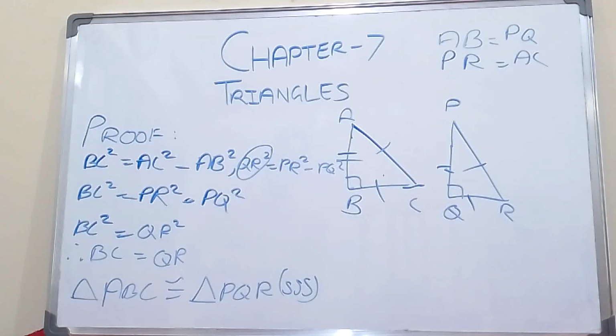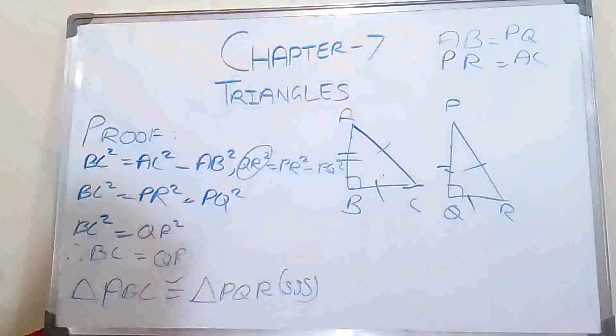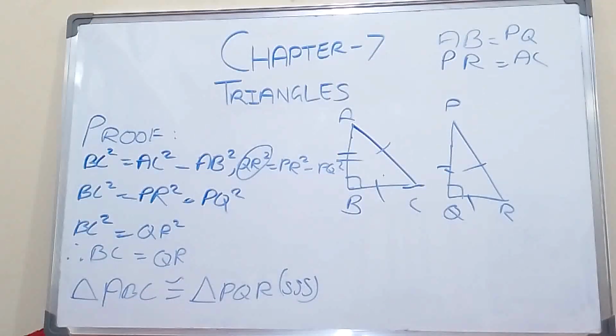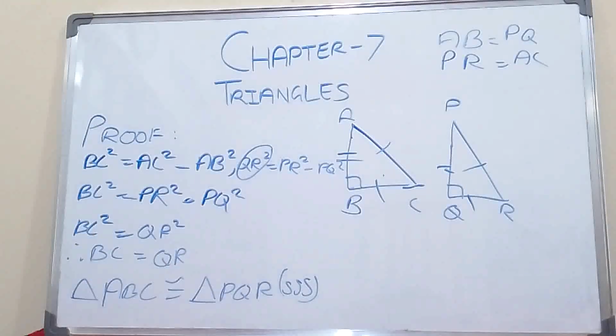So what we did here, we tried to prove that the third side is also equal, to prove it using SSS. So we used Pythagoras theorem, and then we substituted the values of AC with PR, and AB with PQ, because they are both equal, given to us already. Using that we proved that BC is equal to QR, and then we used SSS to prove that the two triangles are congruent, which means that RHS holds. And this is where the criteria of congruency comes to an end.